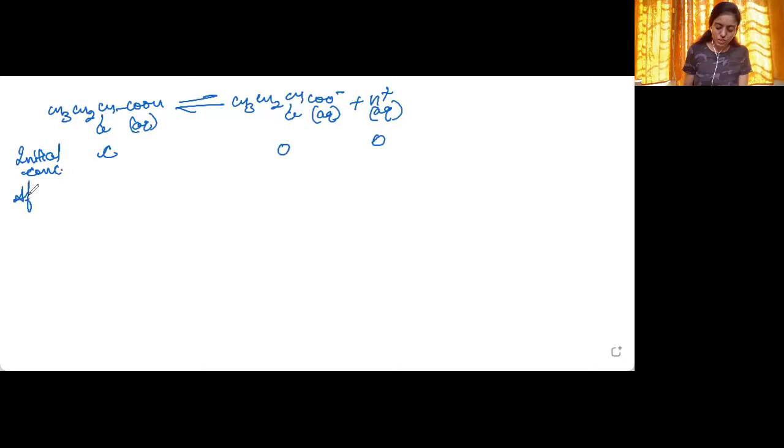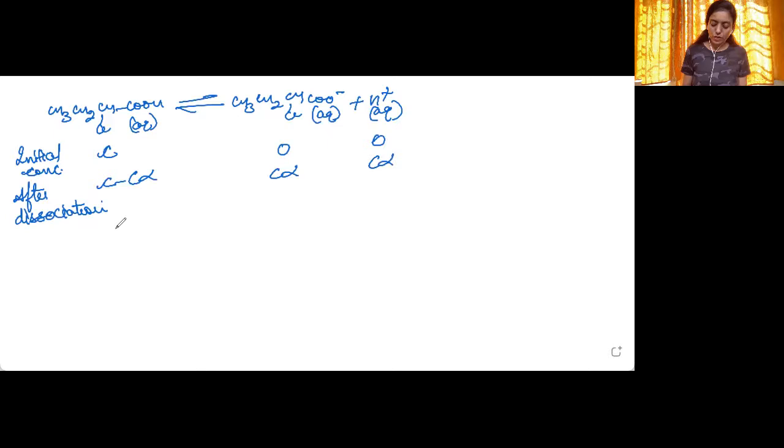Now, after dissociation, the concentration of carboxylic acid will be c minus c alpha. Now, what is alpha here? It is the degree of dissociation, because it is not that 100% of the carboxylic acid will be dissociated. Some fraction of it will be dissociated. So it is the degree of dissociation, alpha. So the concentration of these two will be c alpha, c alpha.